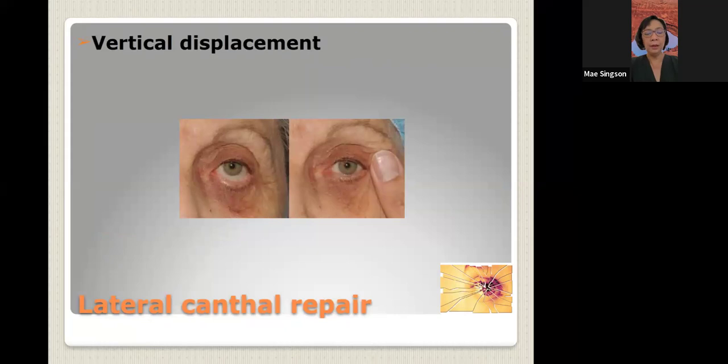So when you have lateral canthal tendon displacement, or what we call vertical displacement, we would like to do a lateral canthal tendon repair. As you can see, this patient's eye is vertically displaced, and by holding the lateral canthal area up, the displacement disappears and improves the position of your lid.